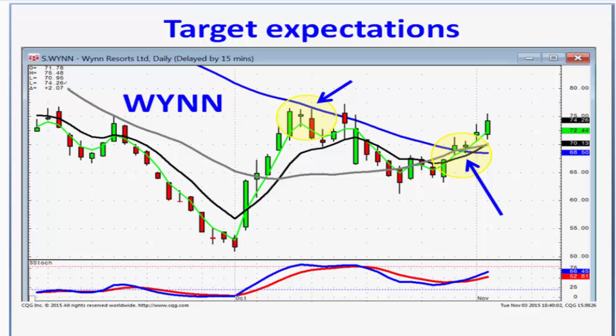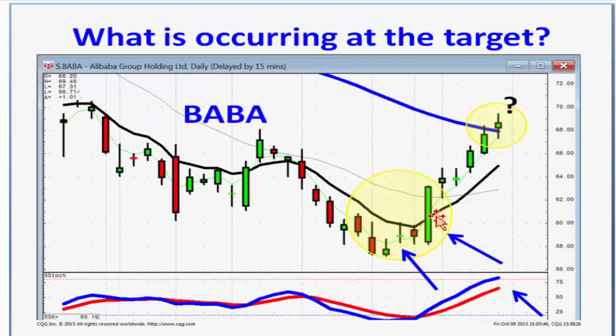Again, this is not rocket science. This is just visualizing what human nature does time after time. At the same time we were buying Win a while back, we were buying Baba. What was our next target? Up here to the 50.